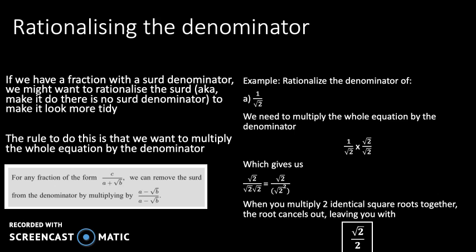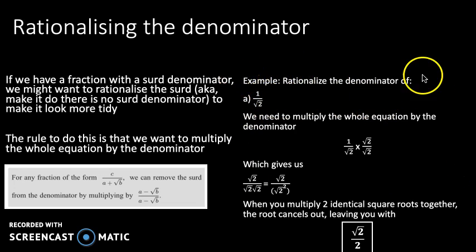Next thing you need to know how to do is to rationalize the denominator. You would do this when you have a fraction with a surd denominator that you want to do further equations with, or tidy it up, or maybe because they asked you to do it in a question. What you want to do is cancel out the surd on the bottom. And you have a rule here, but we can't use this for our first example as we don't have the a plus or minus here on the bottom. We just have the square root of 2.